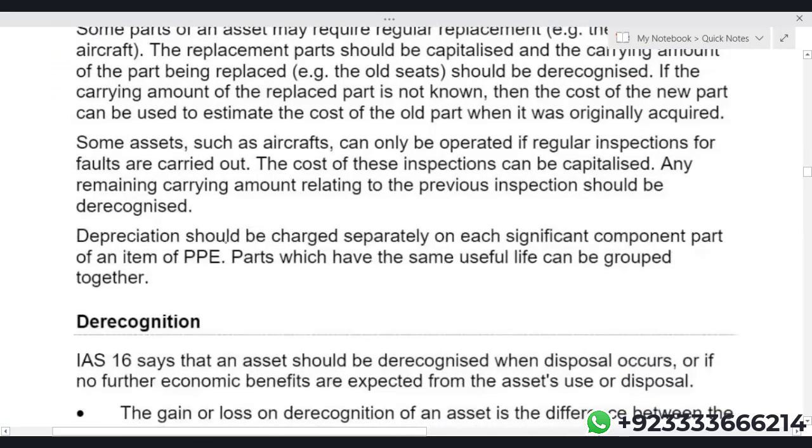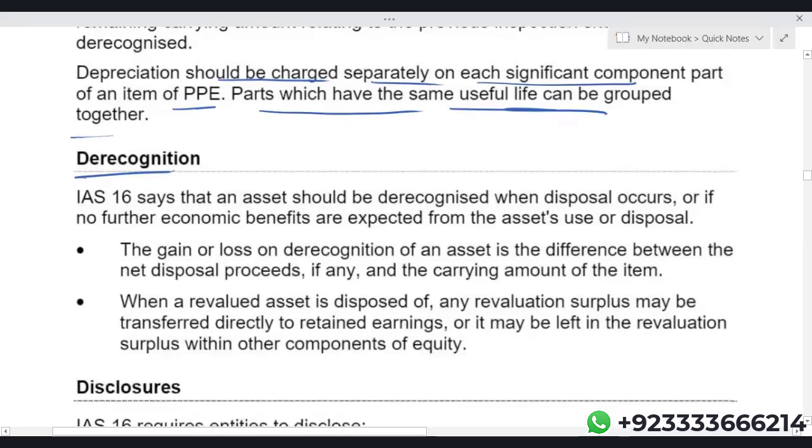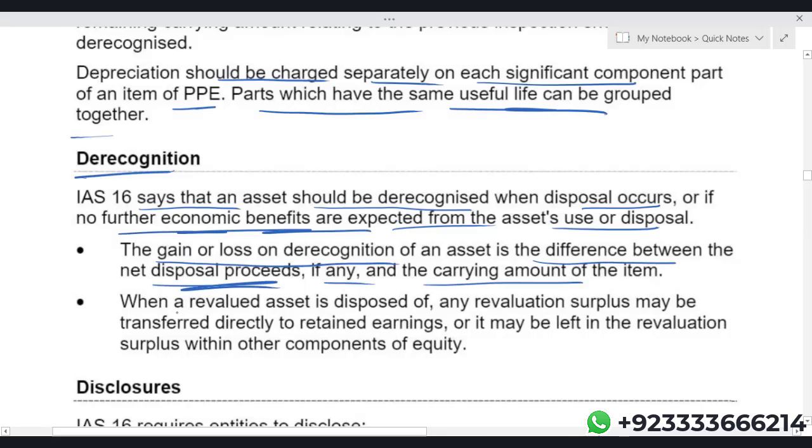Depreciation should be charged separately on each significant component part of an item of property, plant, and equipment. Parts which have the same useful life can be grouped together. Derecognition: IAS 16 says assets should be derecognized when disposal occurs or if no further economic benefits are expected from the asset's use or disposal. The gain or loss on the derecognition of an asset is the difference between the net disposal proceeds, if any, and the carrying amount of the item.